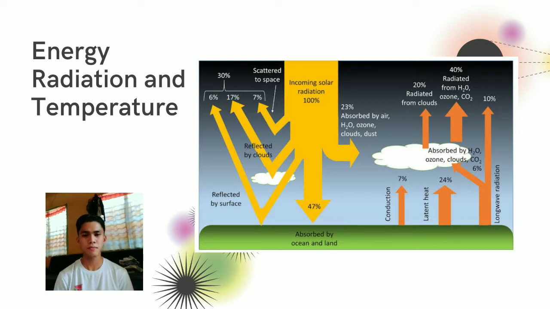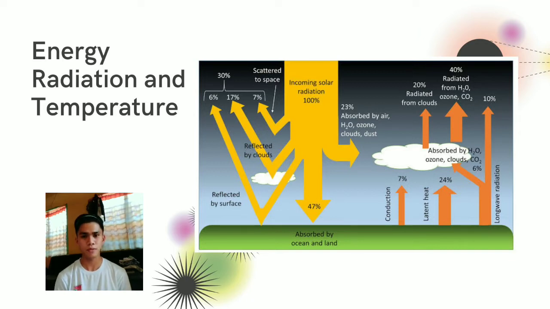So that visible light is the only one that passes through, which is not absorbed by the Earth's atmosphere, and that is what the Earth's surface absorbs. The Earth is also radiating its own radiation, which is infrared radiation. So it is in the form of heat.